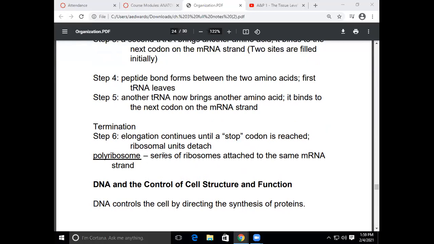And then you may have, in some cases, a polyribosome, where there's a series of ribosomes attached to the same RNA strand. Okay, so this is like, let's just say there's a sequence that you've got to make a whole lot of protein from. So basically, the ribosomes will get in a line and go down the mRNA, and one will follow on behind it. And you just end up making lots and lots of protein. Okay, so that is translation.